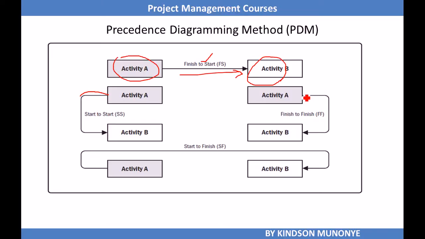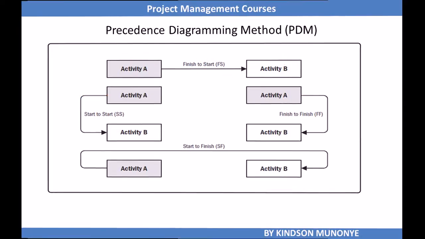We have an arrow pointing from the end of activity A to the end of activity B, that is finish to finish, and you can guess the remaining one. So this is how PDM works. It uses activity on nodes with arrows between these activities.